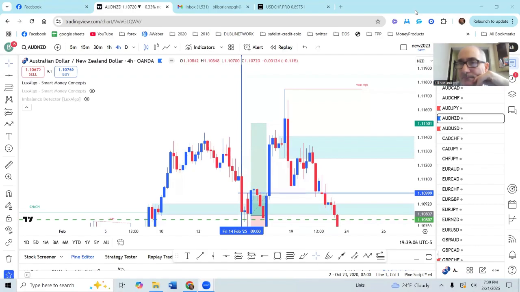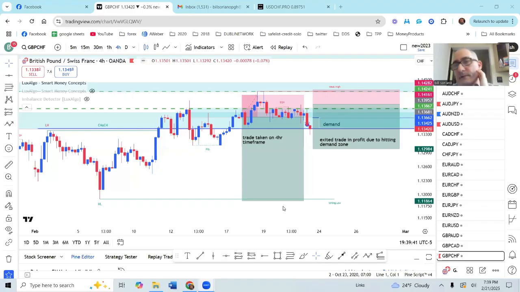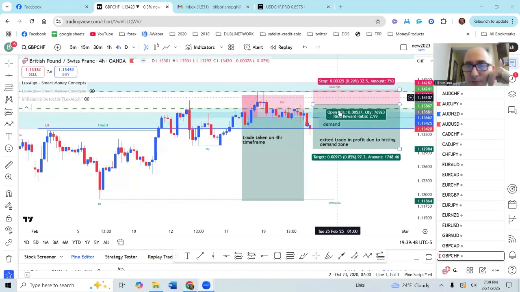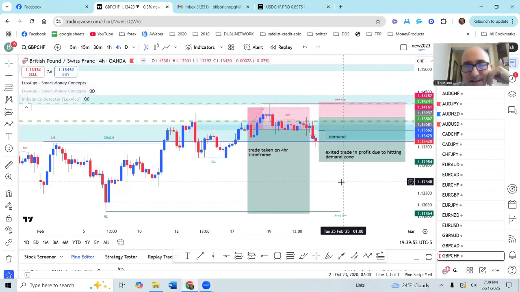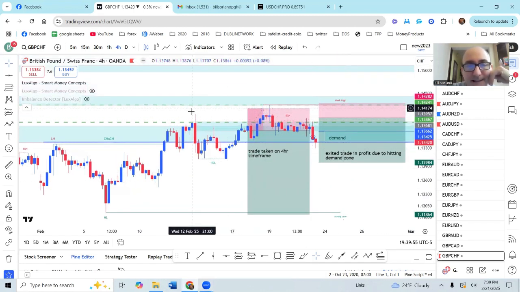So the next trade was GBP-CHF here, and you could see I have two trade boxes set up because the first one, you could see how I got stopped out because again, I was using, I believe, this wick here. Price came into the 4-hour zone. It moved away, and then it came back.